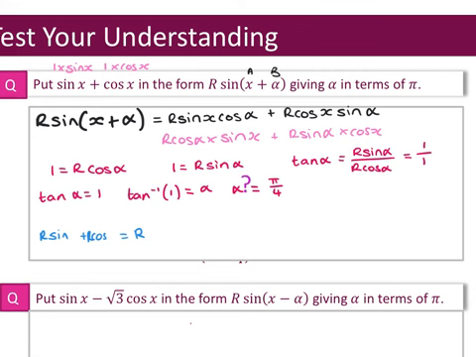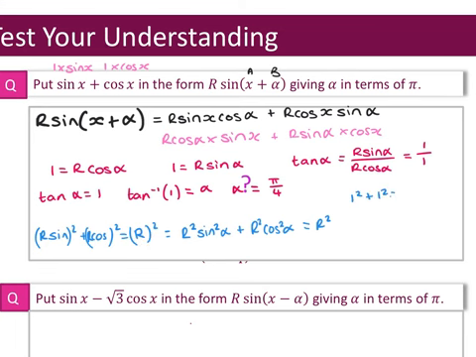Then I square everything. So we're going to have r sine alpha squared plus r cos alpha squared equals r squared. That's going to lead me to r squared sine squared alpha plus r squared cos squared alpha equals r squared. Now we already know what r cos alpha is, and that's 1. So we're saying 1 squared plus 1 squared equals r squared.